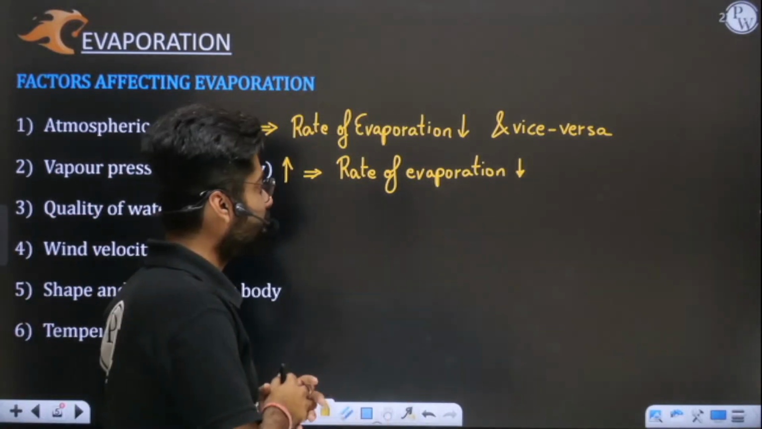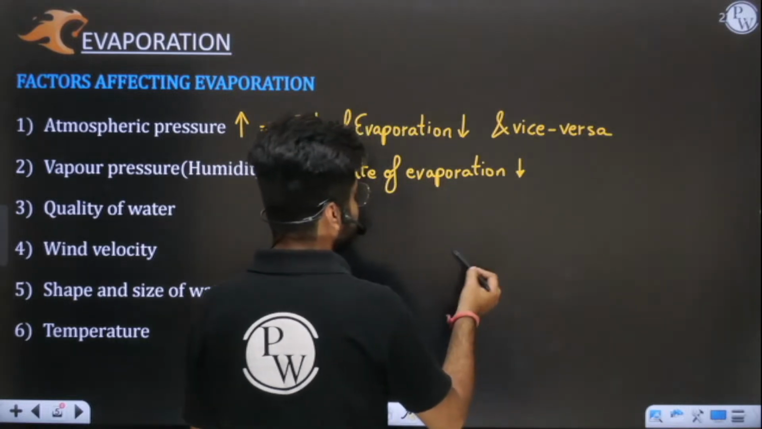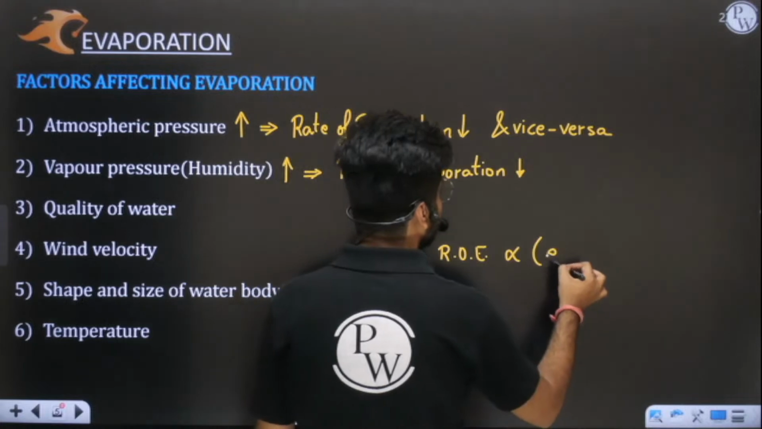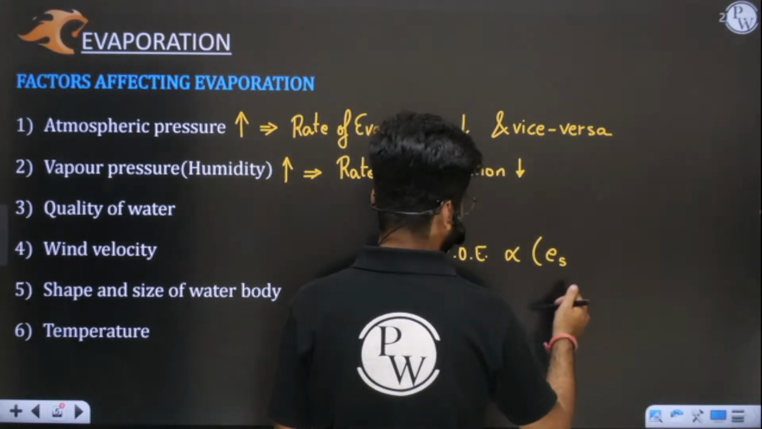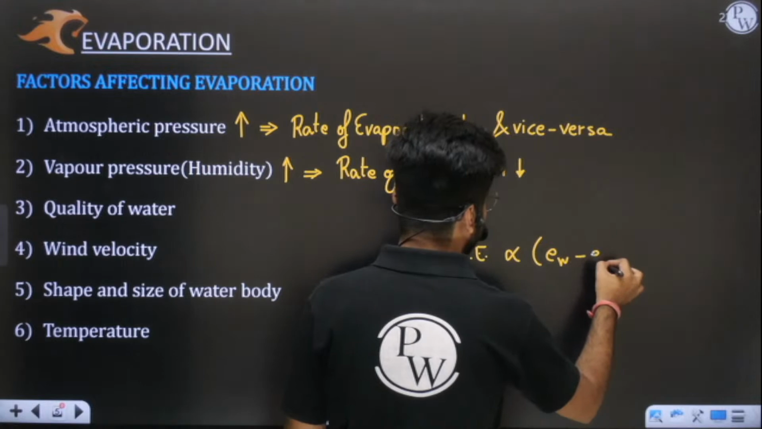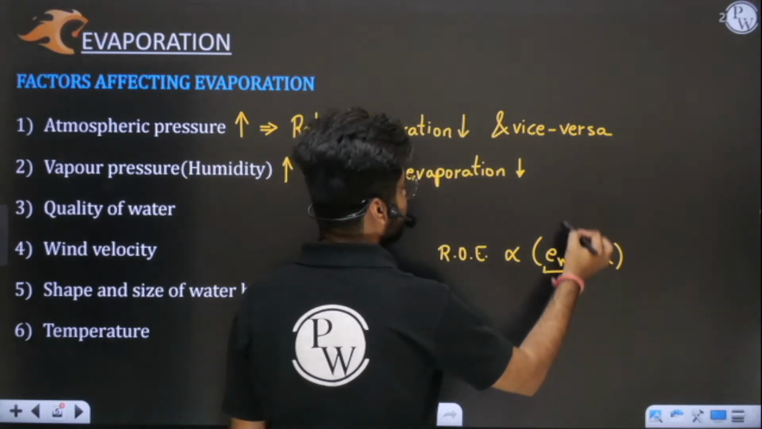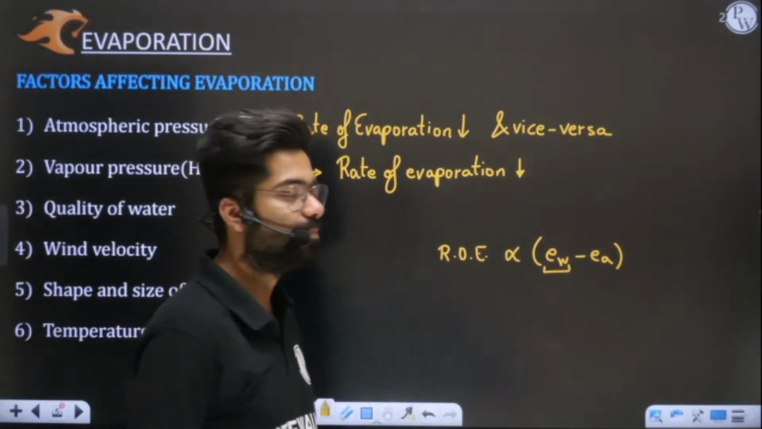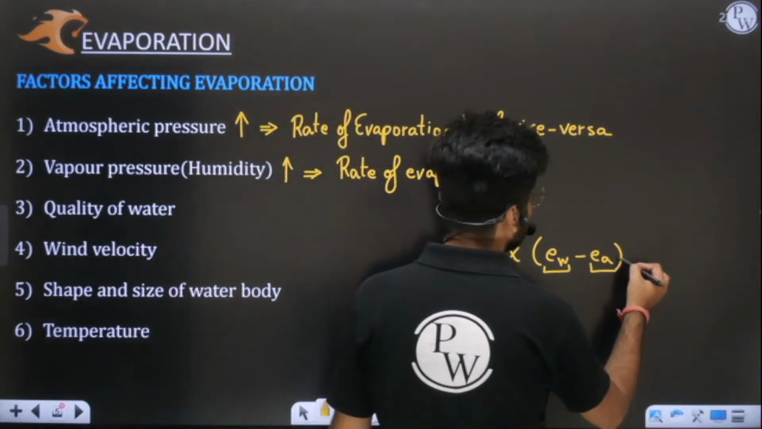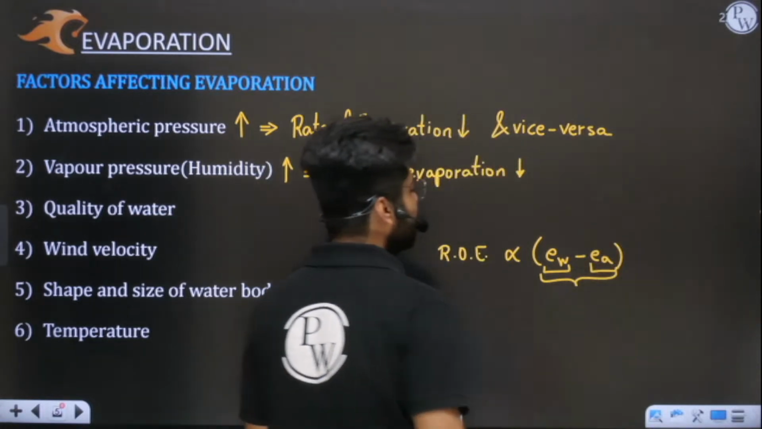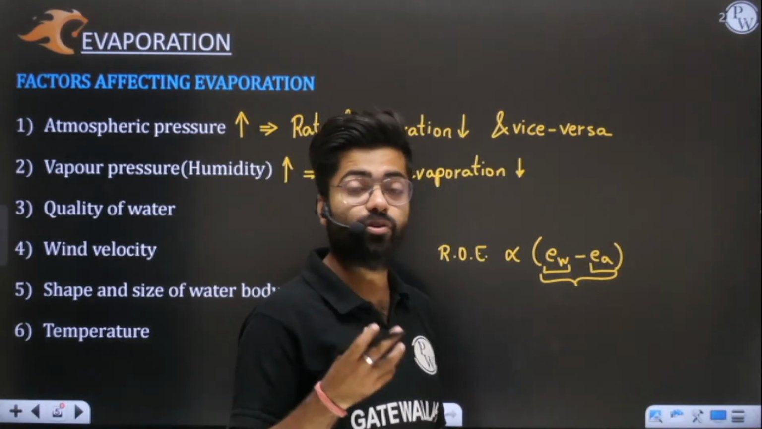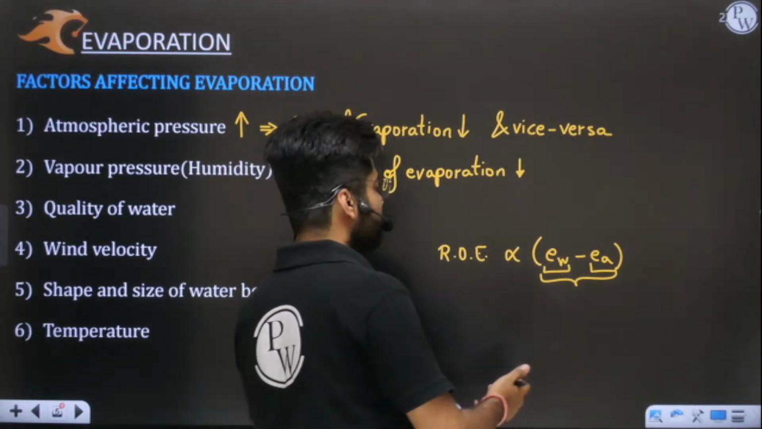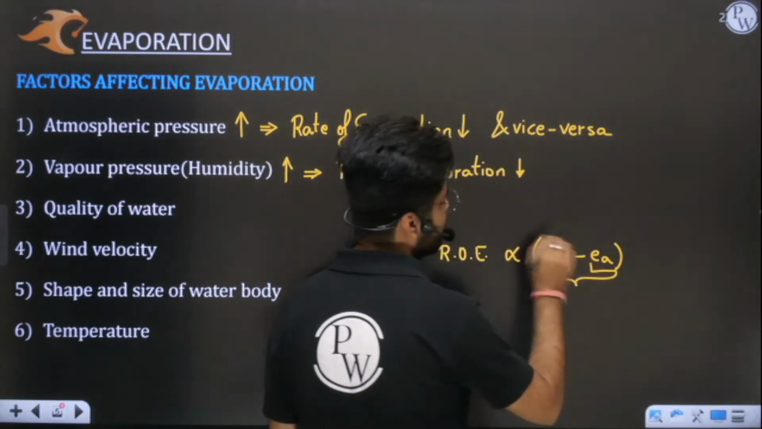I told you about one thing. I told you that the rate of evaporation is proportional to saturation vapor pressure, EW, minus actual vapor pressure, EA. This, EW, is the saturation vapor pressure, the highest amount of moisture that can be held by the atmosphere, and EA is the actual vapor pressure. The more the difference, the more capacity the atmosphere has to hold moisture. So this was the saturation deficit. I hope you remember this is saturation deficit.